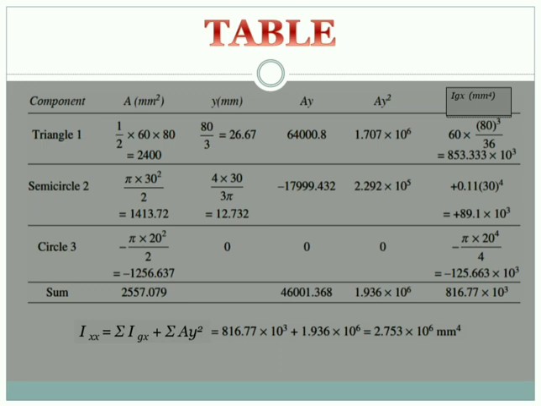So now again similarly as in the previous example, for the triangle the base itself is the reference axis. So we can use the formula for IGX of a triangle with respect to the base, which is BD cube by 36. And substituting, we get the IGX value for the triangle as 853.33 into 10 raised to 3 mm raised to 4. Then next comes the semicircle.